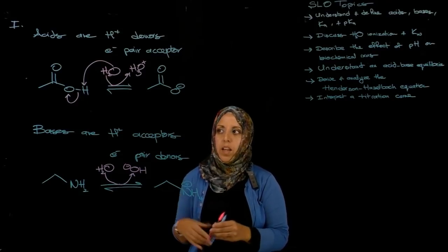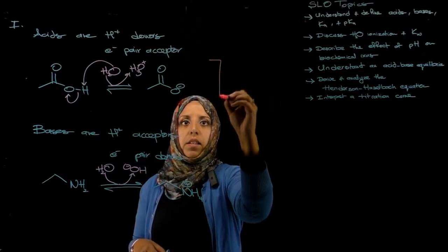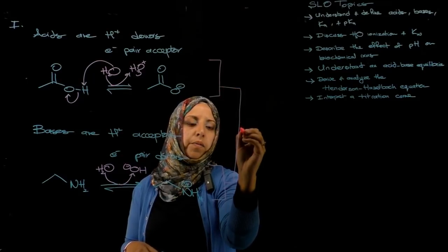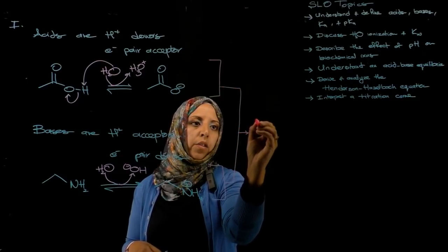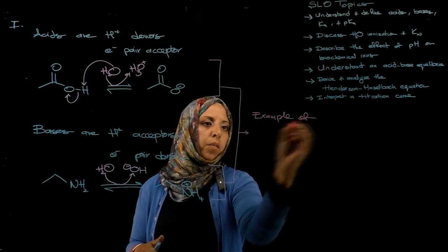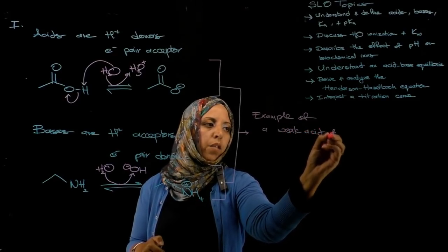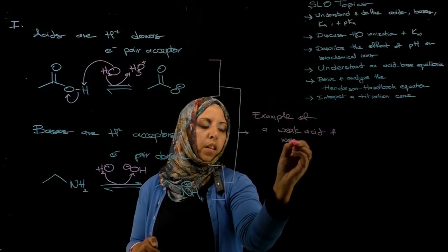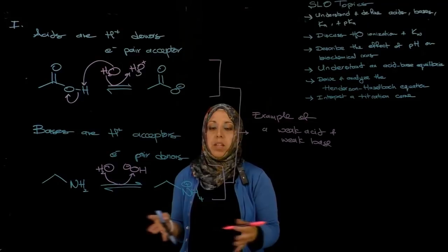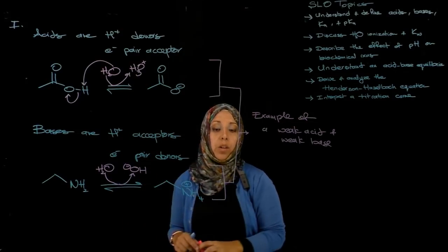All right, so what can we say about those two acids and bases? Both of these are really an example of a weak acid and a weak base, all right? And we know they're weak acids and bases because they only partially dissociate in solution, meaning what we have is an equilibrium, all right?